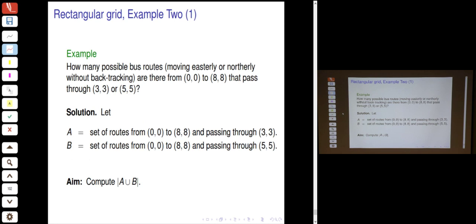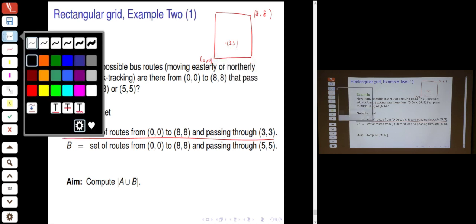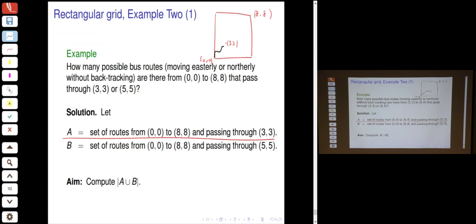So what is A? Now let me draw a more accurate picture. Here I redraw the grid, 0, 0 to 8, 8. Now for set A, I only consider one point, which is 3, 3. So the possible route I'm looking at is I first go to 3, 3, and then I continue my journey to 8, 8, right? So I have to pass here.